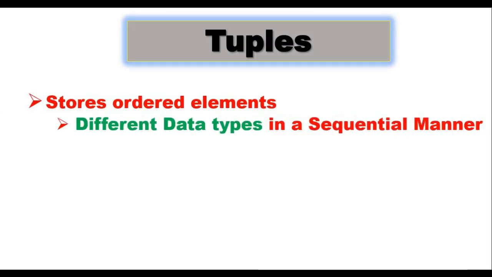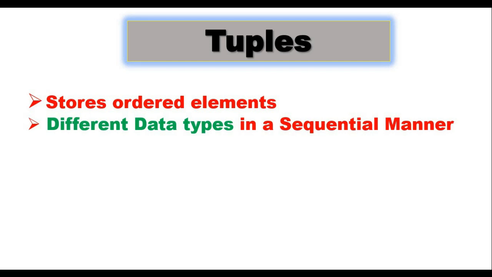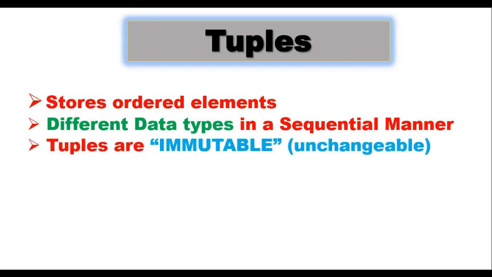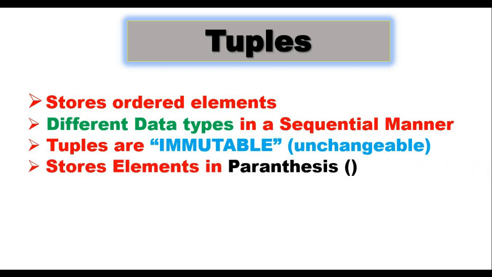Tuples can store ordered elements, and they can store different data types in a sequential manner. And tuples are immutable, that is unchangeable. In tuples, we cannot modify elements or change the elements which are present inside tuples. That is the meaning of immutable or unchangeable, right?